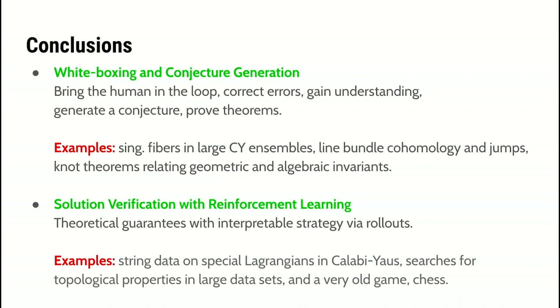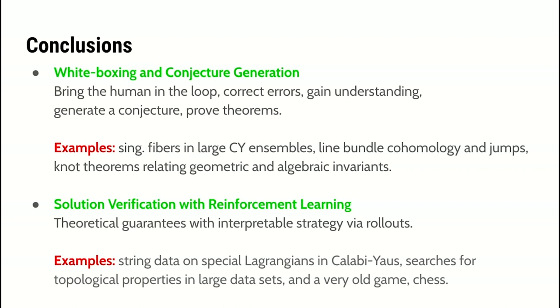The key thing when we're generating conjectures via white boxing is to bring the human in the loop, and by opening the box to gain some sort of understanding that's going to allow us to generate a conjecture and prove a theorem. I gave a bunch of examples. And in the context of reinforcement learning, where an agent learns how to act in some environment appropriately over time, the theoretical guarantee was the fact that the end state is a state that you can actually check is doing what you want it to do.